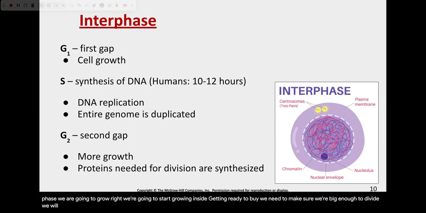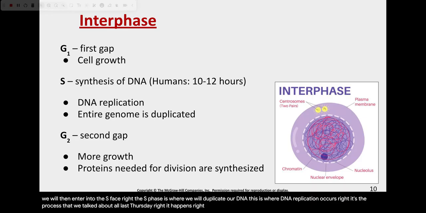We will then enter into the S phase. The S phase is where we will duplicate our DNA. This is where DNA replication occurs. So that process that we talked about last Thursday happens in the S phase of interphase of the cell cycle. So our entire genome is duplicated. Every single chromosome will be duplicated.